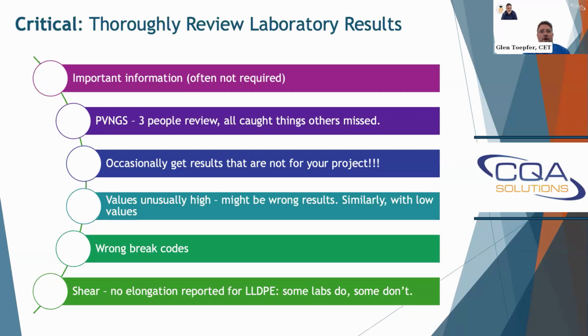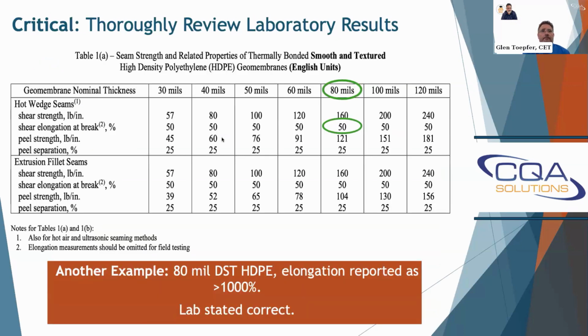We've seen them ourselves from laboratories, but a lot of our auditing is just tabulated data, so we don't know if they typed it in wrong or what it is, but it should be caught by somebody. And shear elongation, it's supposed to be reported. One laboratory, a major lab in the United States, doesn't report the elongation. Another one does. Talking to them both, they both swear by their procedures. So, you need to find that out ahead of time.